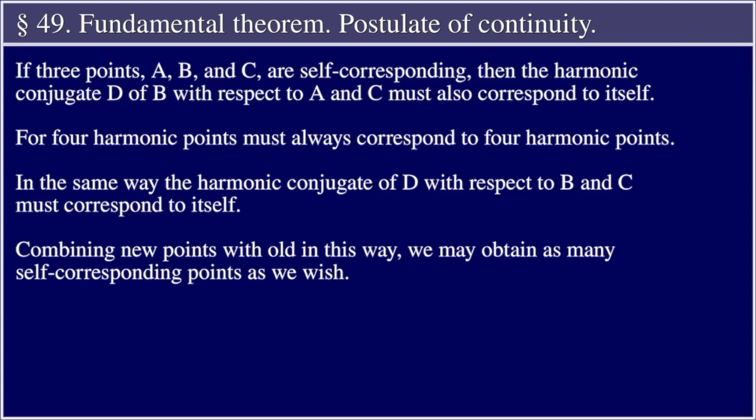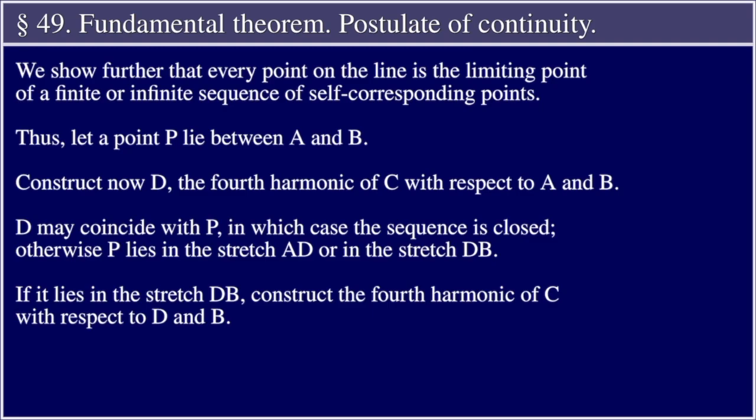If 3 points A, B, and C are self-corresponding, then the harmonic conjugate D of B with respect to A and C must also correspond to itself. For 4 harmonic points must always correspond to 4 harmonic points. In the same way, the harmonic conjugate of D with respect to B and C must correspond to itself. Combining new points with old in this way, we may obtain as many self-corresponding points as we wish. We show further that every point on the line is the limiting point of a finite or infinite sequence of self-corresponding points.